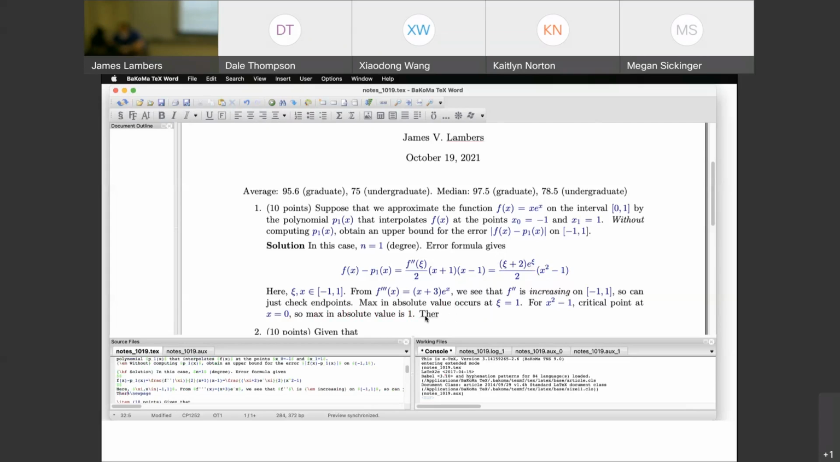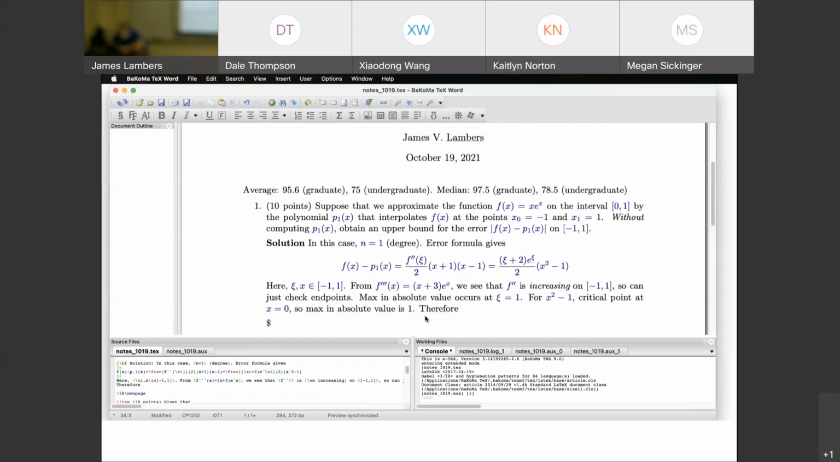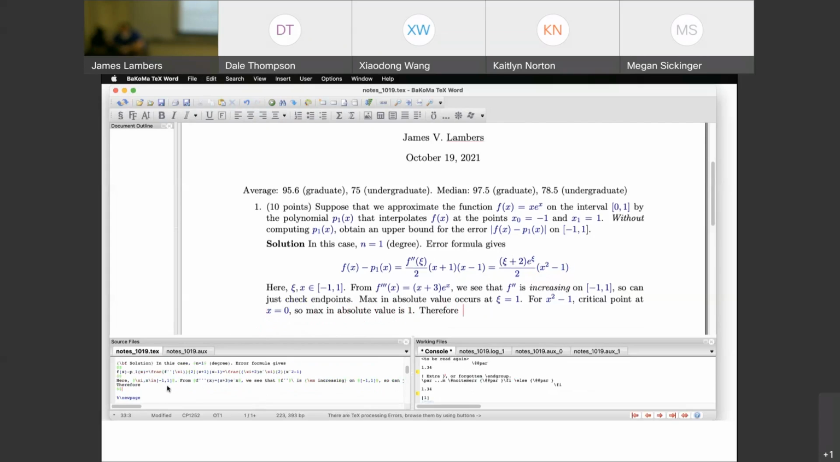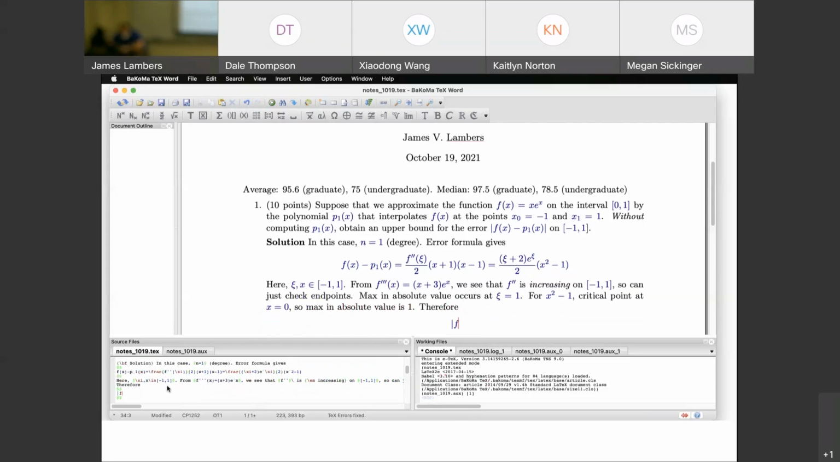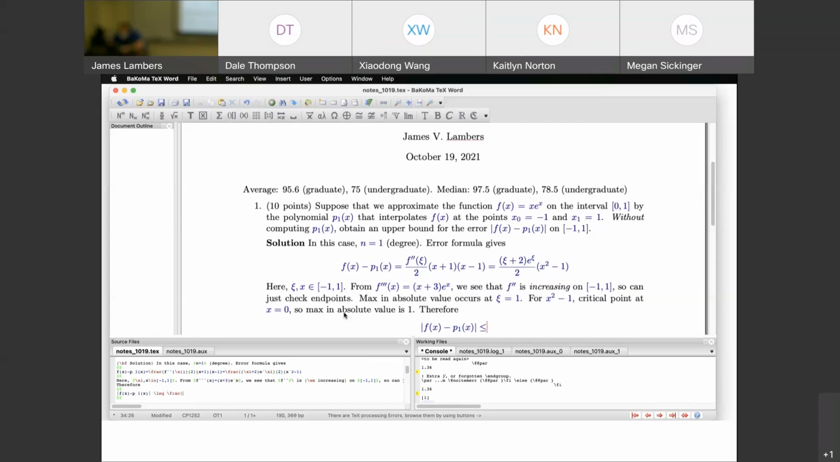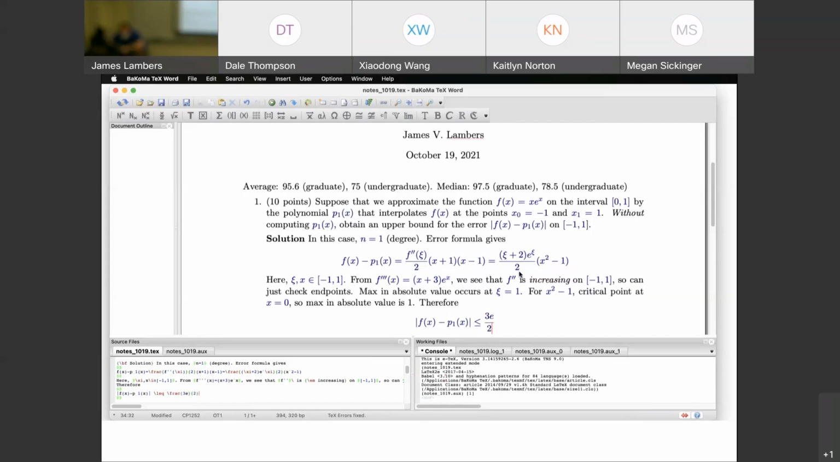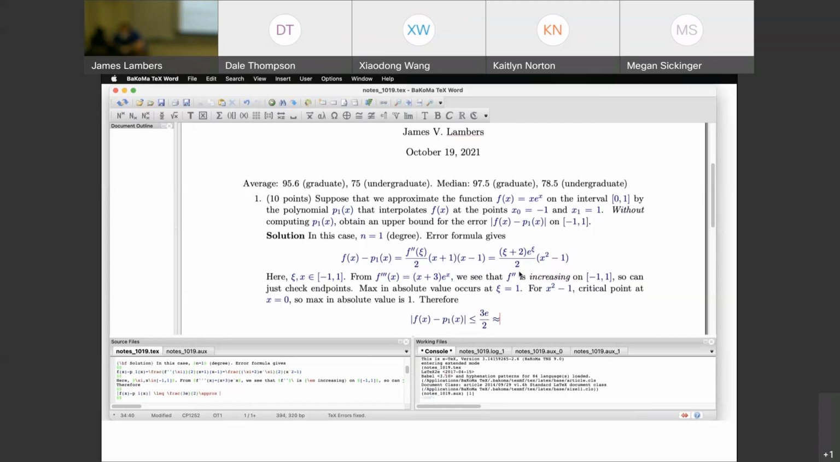So now we can wrap up. And you get 3 times e to the first, so 3e over 2. And that's roughly 4.077.